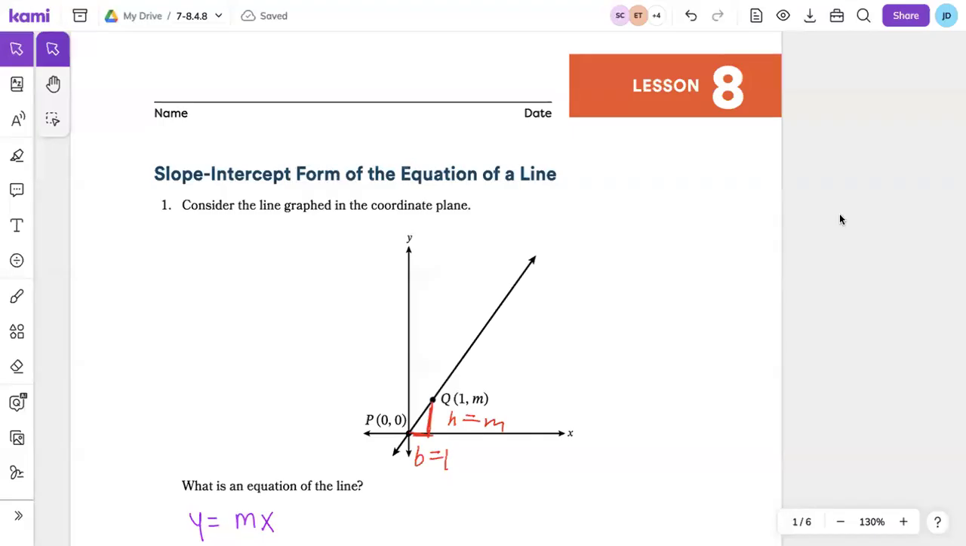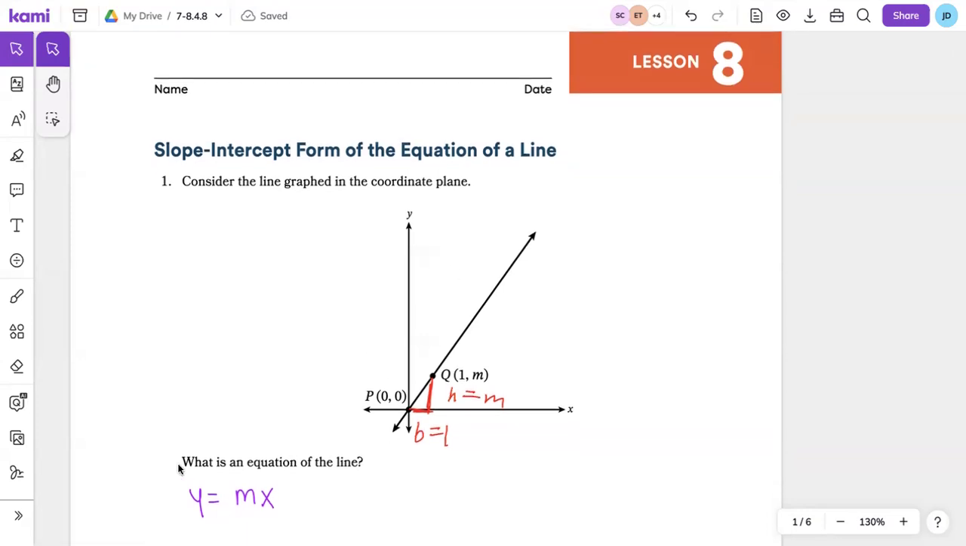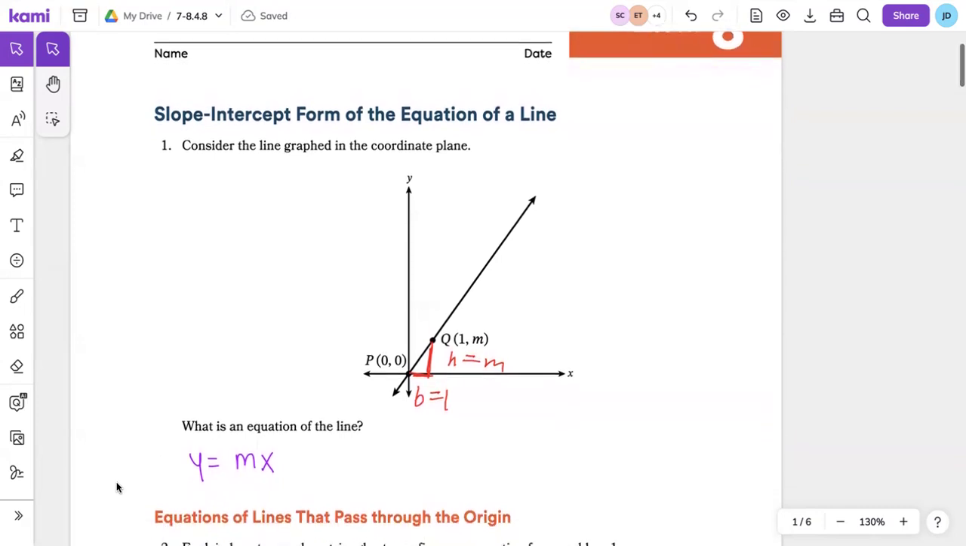All right, we are doing lesson 8 today, which is slope-intercept form of the equation of a line. We're going to get into what that term slope-intercept form means in the second half of this lesson, but for right now, we're just going to focus on slope. So it gives us a line here, and it asks for the equation of the line. I'm going to go ahead and tell you that it's y equals mx, but what does that mean?